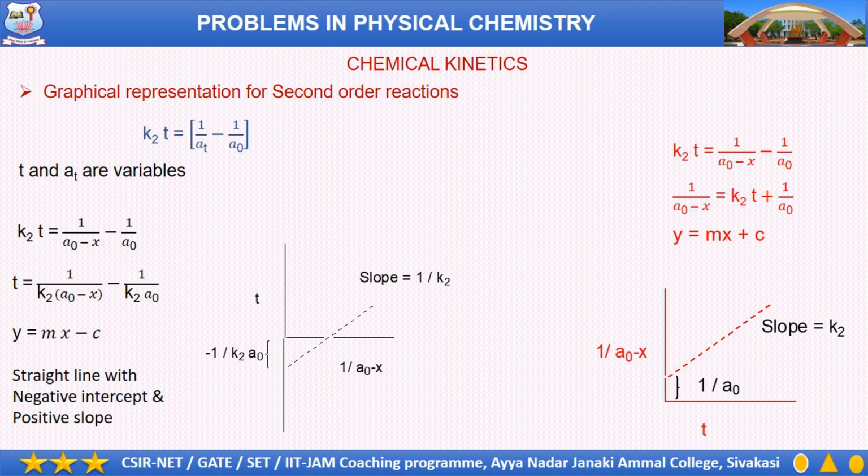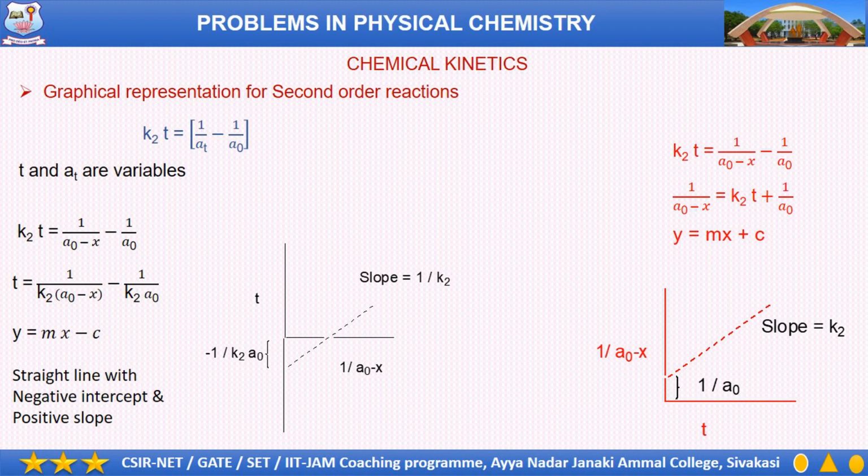Now we are going to plot the other one. In the y-axis, we have taken 1 by a minus x, and on the x-axis, you will get t. Once again, this is y, this is m, this is x, this is c. Now you get the same straight line with a positive slope, but that straight line will cut the y-intercept in the positive quadrant, not the negative quadrant as in the earlier one.